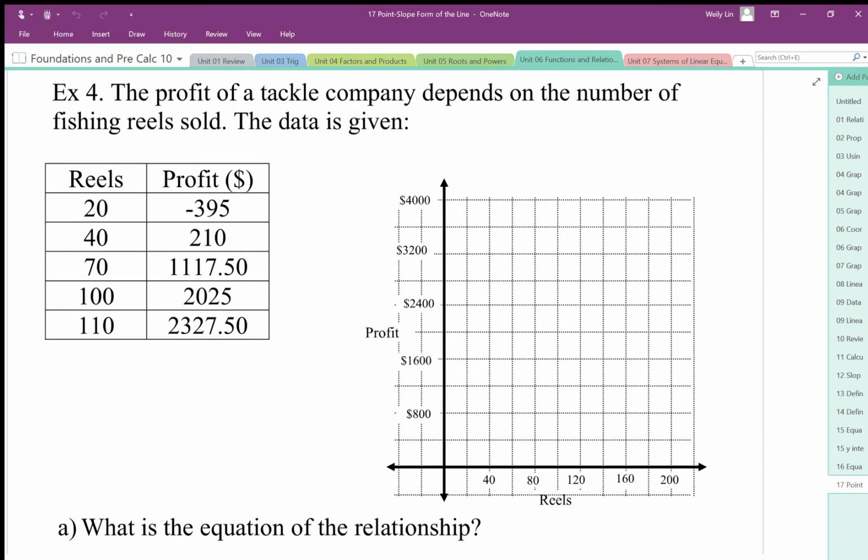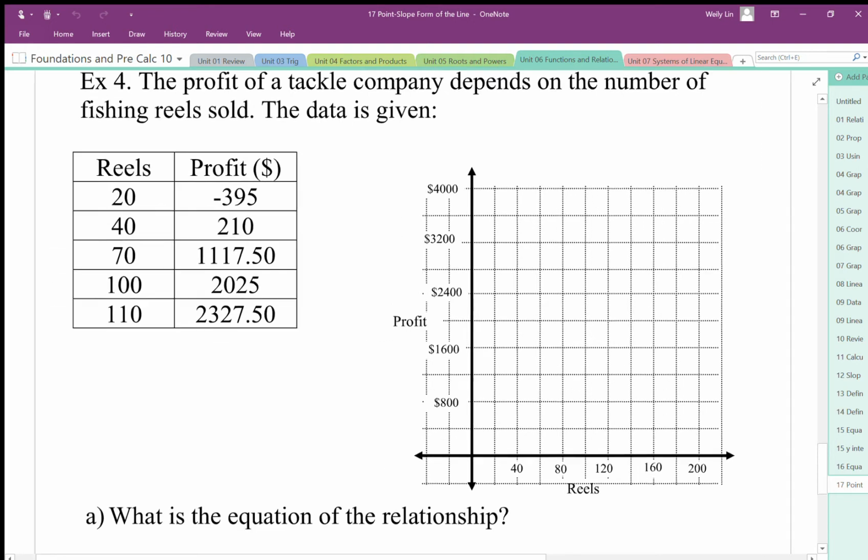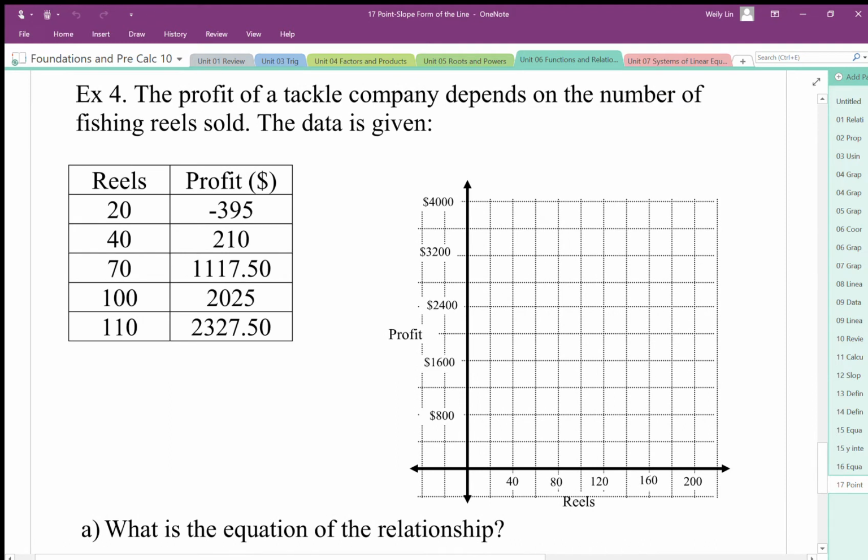The profit of a fishing tackle company depends on the number of fishing reels sold. The data is given in the table here, so we've been given the reels and the profit. The profit is a function of reels. Reels is my input, profit is my output. Reels is my independent variable, profit is my dependent variable.